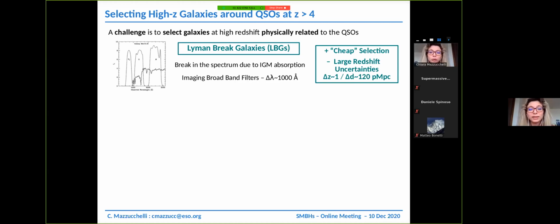These objects are usually detected in the rest-frame UV, through the break in their spectrum due to intervening IGM absorption. These objects are selected with deep imaging and with broadband filters. The positive side of this is that it is quite a cheap selection, because you can image several quasar fields in a relatively short amount of time at large telescopes. On the other hand, the negative side is that these sources are selected within a large redshift range. Therefore, they have large redshift uncertainties, which might dilute any overdensity signal.